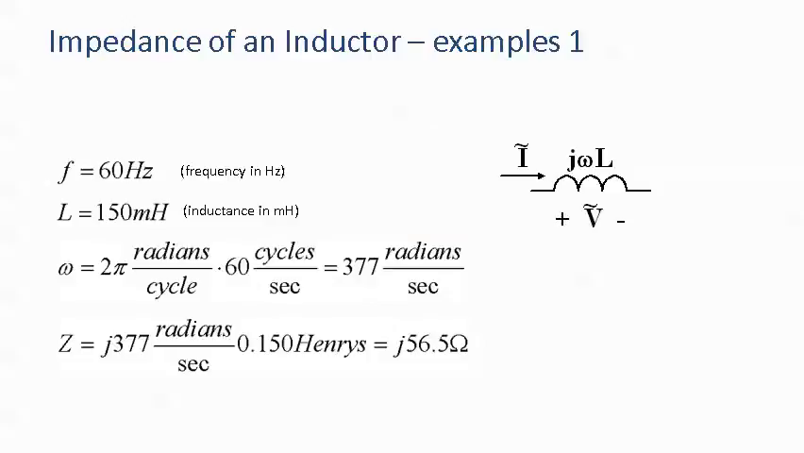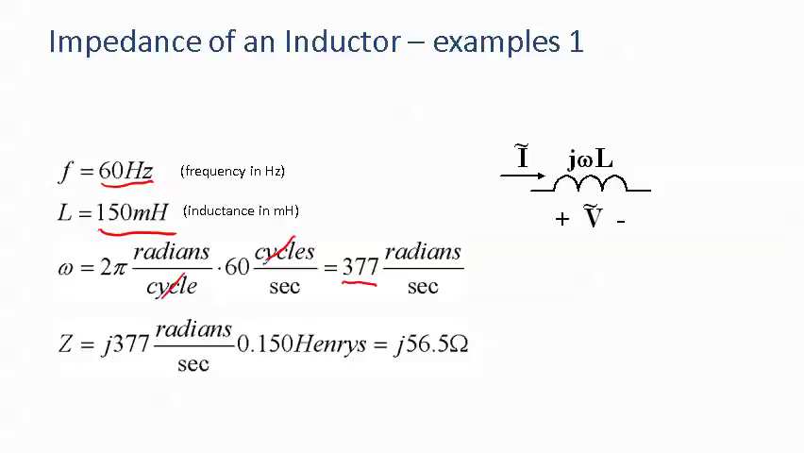Now let's do an example. Let's take a frequency of 60 hertz. That's a common power frequency in North and South America. And let the inductance be 150 millihenries. Our frequency is omega, which is 2 pi radians per cycle multiplied by 60 cycles per second. The cycles cancel. That leaves 2 pi times 60, or 377 radians per second for our radian frequency.